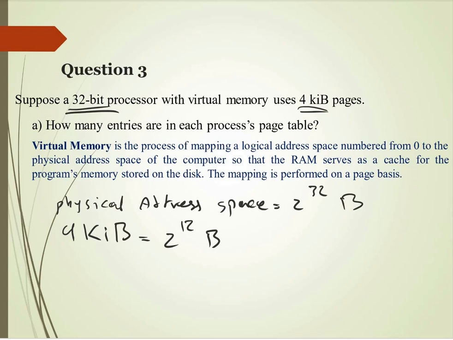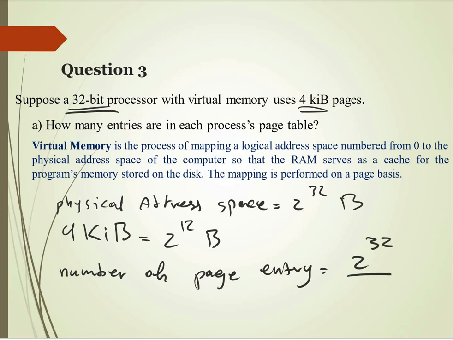So the number of entries in each table, the total number of page entries in this case, would be 2 to the power of 32 divided by 2 to the power of 12, which is for each page, and then this gives the total page table entries, 2 to the power of 20. So this is the number of entries in each page table.